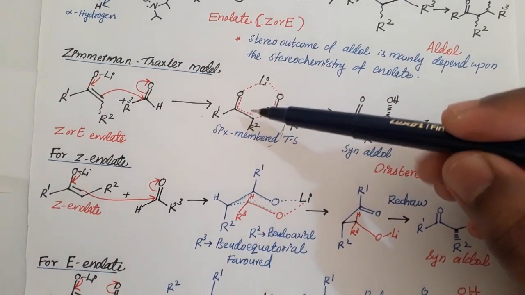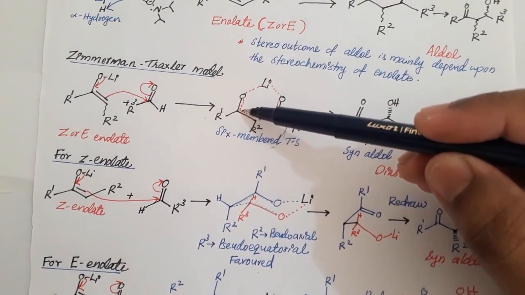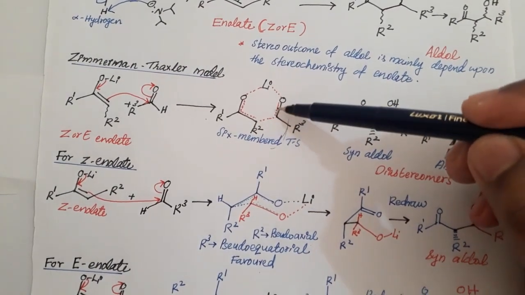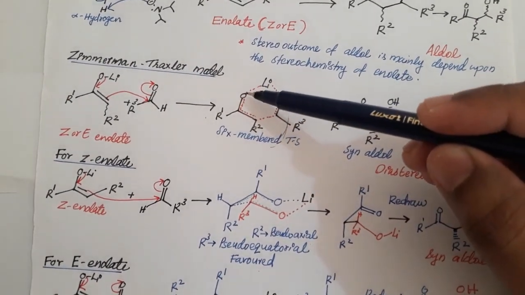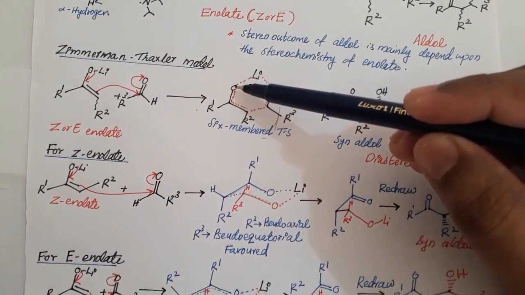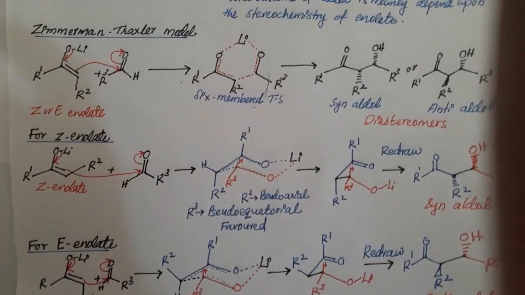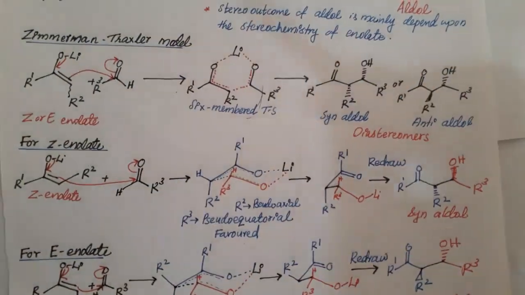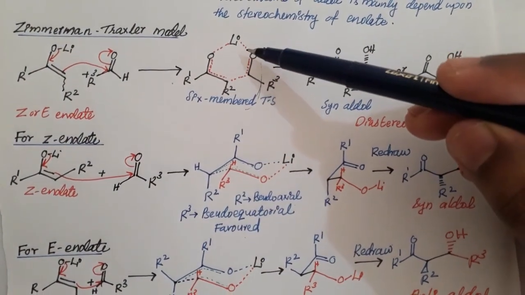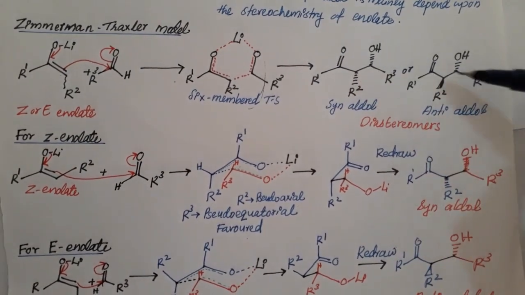That is very important. Here we can see a bond formation, and here a bond breaking process. Here a new bond formation will happen, along with a bond breaking process. Moreover, lithium will transfer from the enolate oxygen to the carbonyl oxygen. Ready, so this is the 6-membered transition state. Finally, you can have this aldol or this aldol.